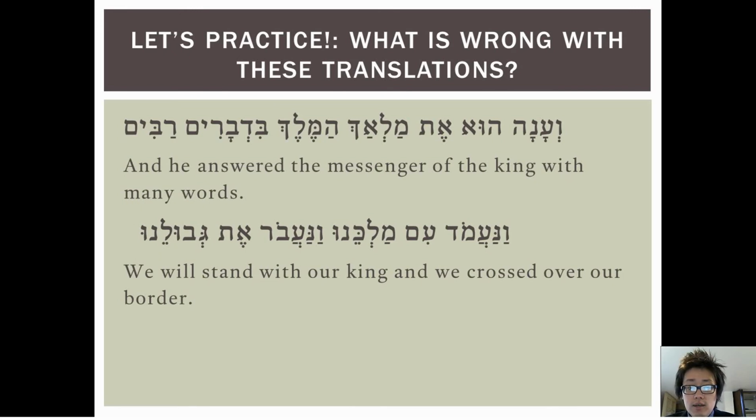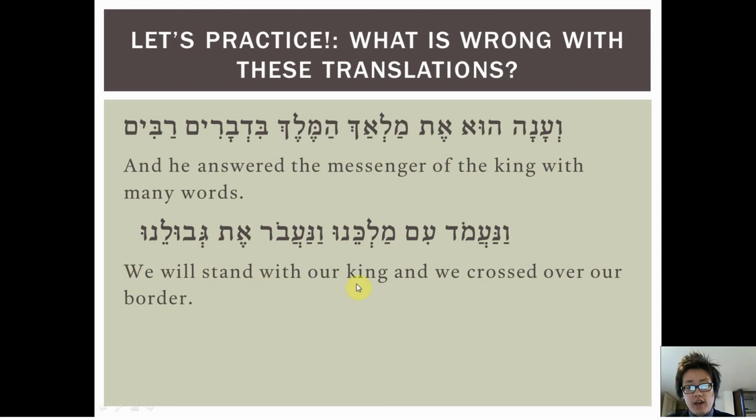Let's look at the second sentence and see if we can figure out what's wrong there. Vana'amod im malkeinu vana'avor et gevulenu. Okay, lots of nuns in that sentence, which should give you a little bit of a hint about the person of the verbs and also what those pronouns are all about. Let's look at the translation that's given, the incorrect translation.